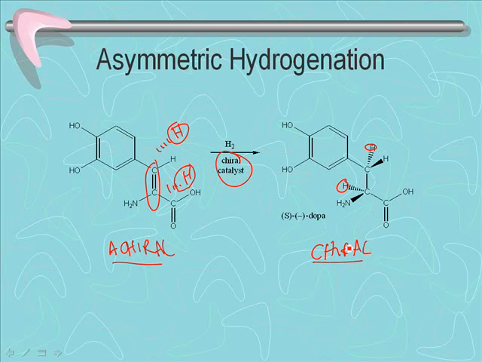Now, hydrogenations are also used to convert vegetable oil to margarine, which is called hydrogenated soybean oil. Not good for your arteries. And so this is prevalent quite commonly in industrial processes.